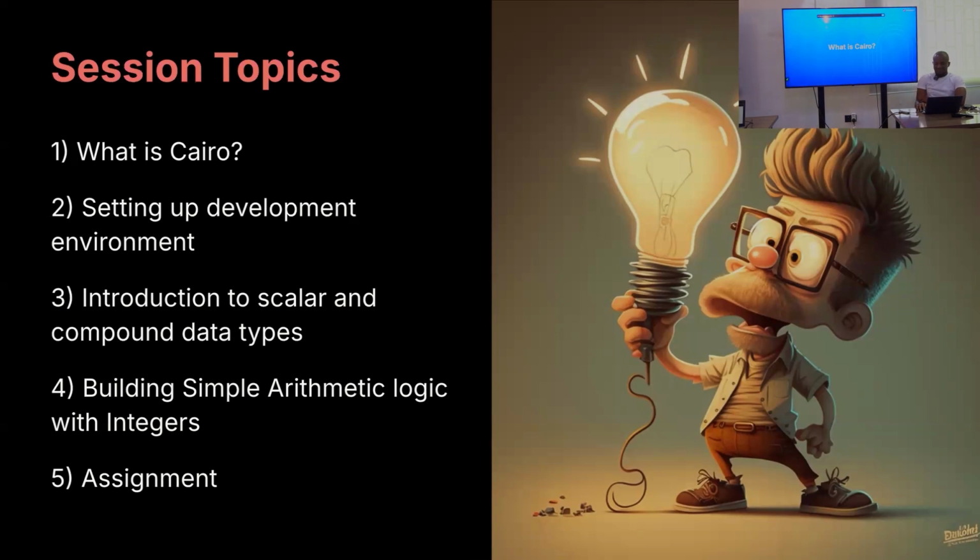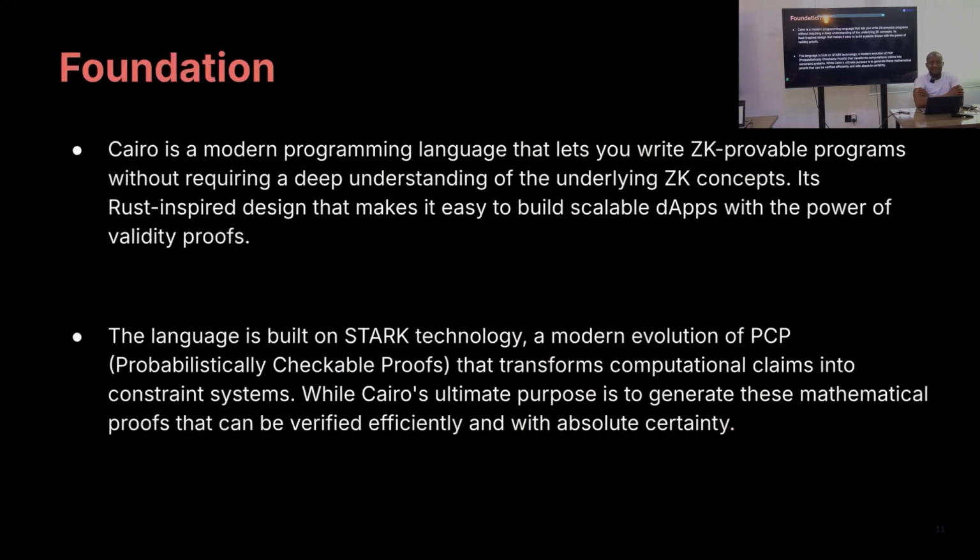All right. So what is Cairo? It's a modern language that lets you write ZK provable programs without requiring a deep understanding of the underlying zero knowledge concepts. Cairo is actually very similar to Rust. Is there anyone here who is a Rust programmer or familiar? Senior dev?